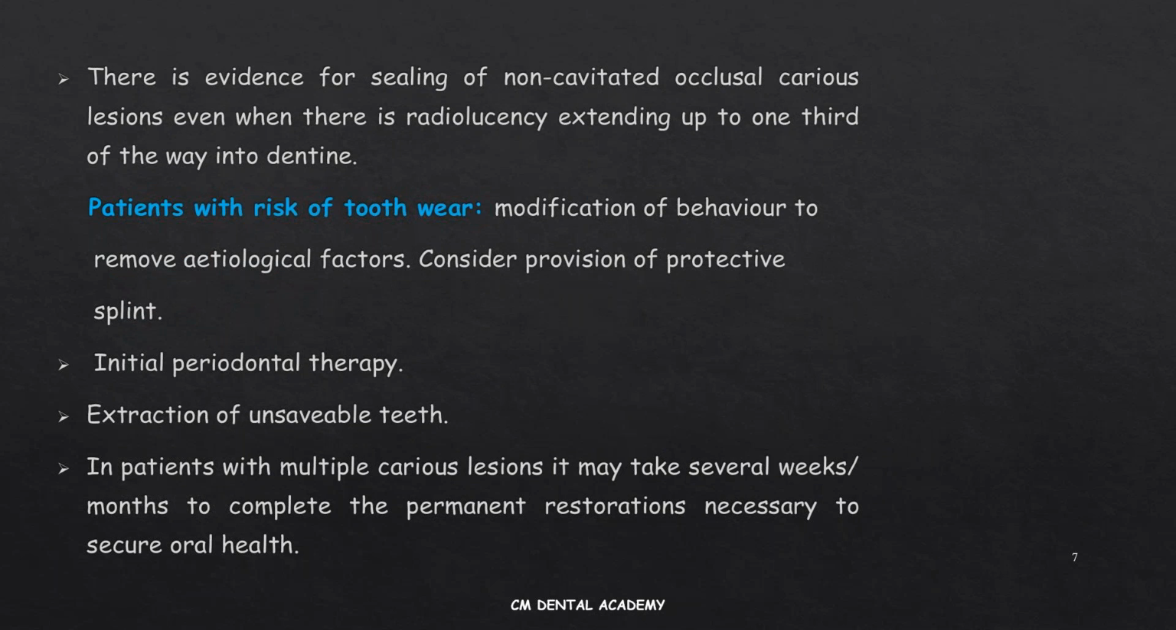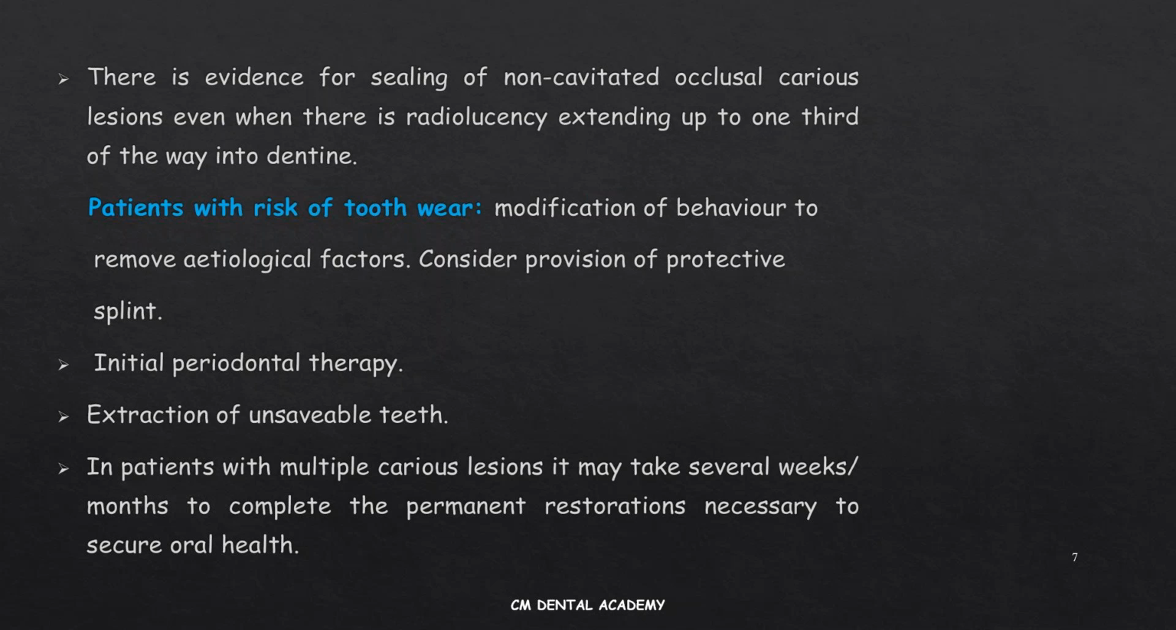There is evidence of sealing of non-cavitated occlusal carious lesions even when there is radiolucency extending up to 1/3 of the way into the dentine. Patients with risk of tooth wear: in this, modification of behavior to remove etiological factors stands first priority, then considering the provision of a protective splint. In case of initial periodontal therapy, then extraction of unsavable teeth with compromised periodontal health, or if the patient complains of mobility, then extraction is the most advisable treatment for such patients.